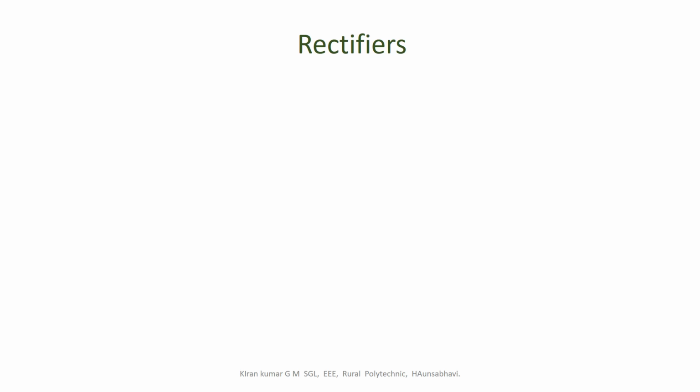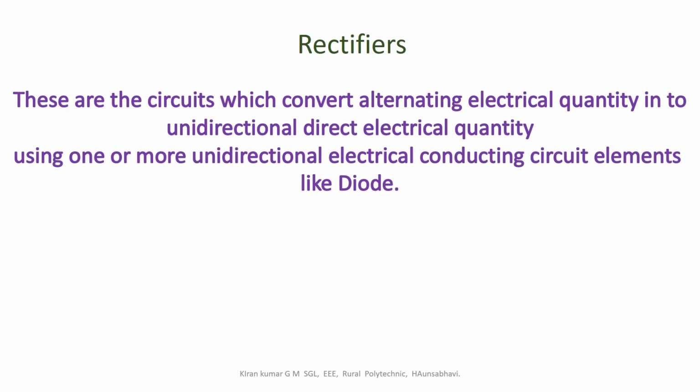As the next part of unit number 4, we start with these rectifiers. Basically, rectifiers are those circuits which convert the alternating electrical quantity into unidirectional electrical quantities, meaning voltage and currents. And these circuits make use of one or more unidirectional electrical conducting circuit elements like diodes.